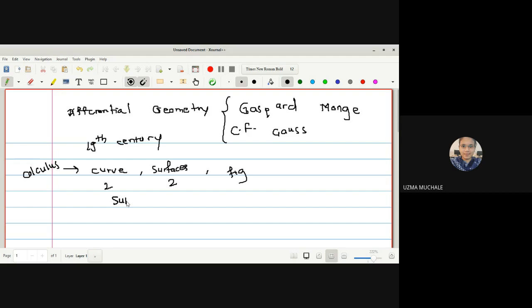Study of curves and surfaces using the method of calculus.